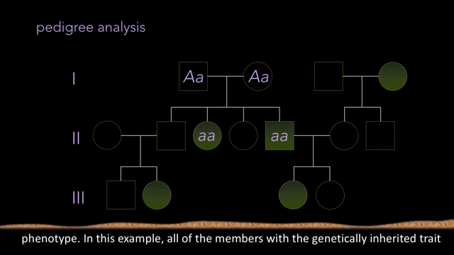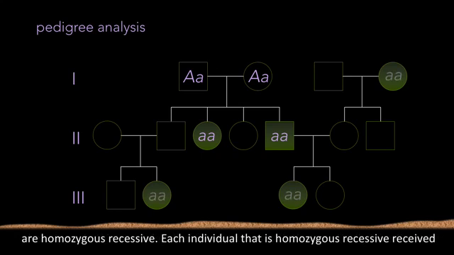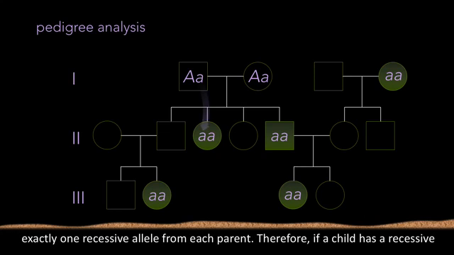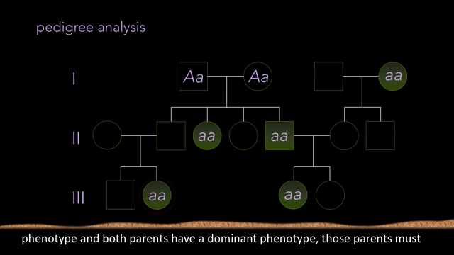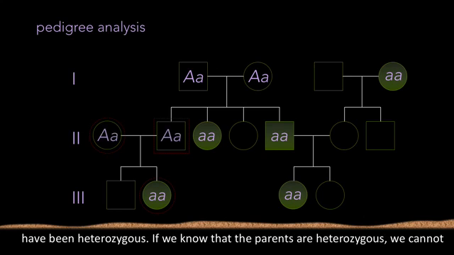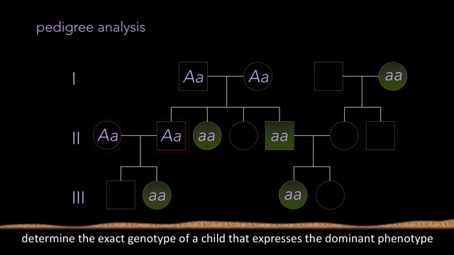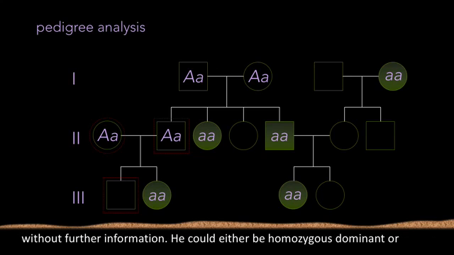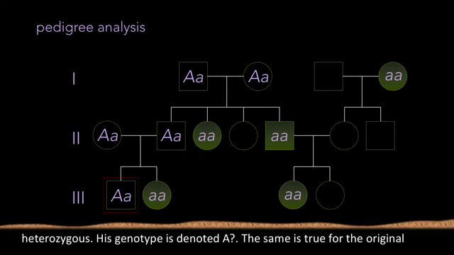In this example, all the members with the genetically inherited trait are homozygous recessive. Each individual that is homozygous recessive received exactly one recessive allele from each parent. Therefore, if a child has a recessive phenotype and both parents have a dominant phenotype, those parents must have been heterozygous. If we know that the parents are heterozygous, we cannot determine the exact genotype of a child that expresses the dominant phenotype without further information. He could either be homozygous dominant or heterozygous. His genotype is denoted as big A question mark.